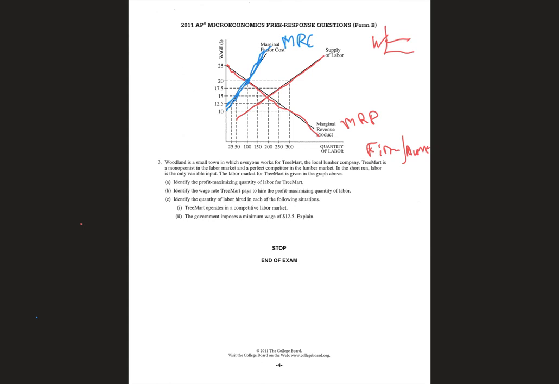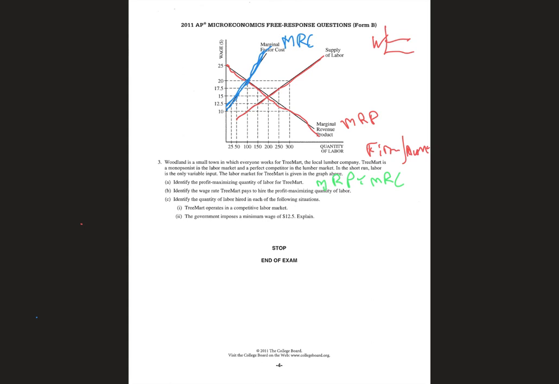Okay, so the same idea is going to apply here, and we'll just put the answers in the question. Identify the profit maximizing quantity. This is always going to be where MRP is equal to MRC, okay?